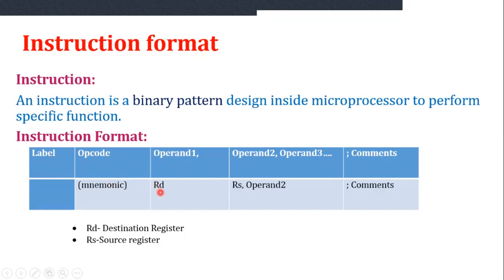And here it is, when it comes to an instruction, my first operand always acts as a destination. This is my destination, and the next two or three operands we are generally going to use. So next operand 2, operand 3, here they act as the sources. I can take operand 1 as an RD. RD is nothing but the destination register, and RS is nothing but the source register.